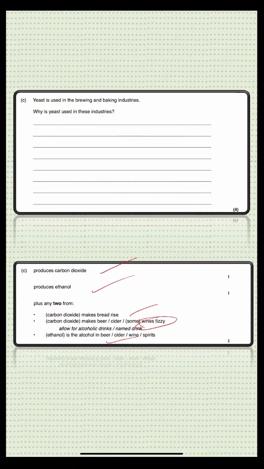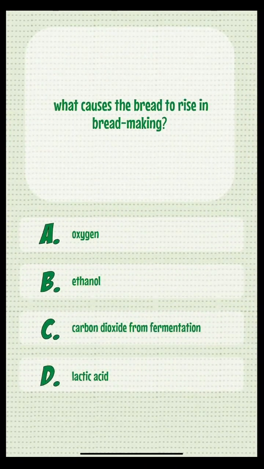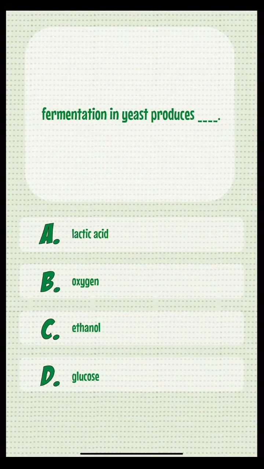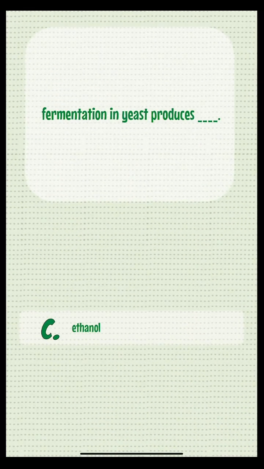We're nearly done here. Next up, what causes bread to rise in bread making? So we just said it now. It's going to be carbon dioxide from fermentation, not ethanol. Fermentation in yeast produces, out of these ones, again, we just listed it, 2 things. Out of these, it was carbon dioxide and ethanol. Yes, well done, guys. You're remembering it.